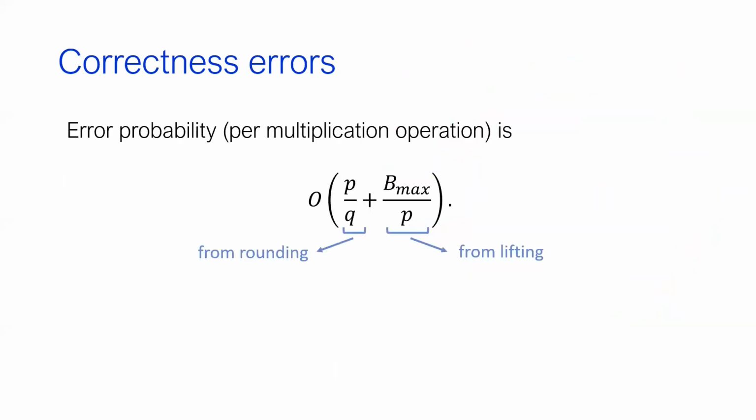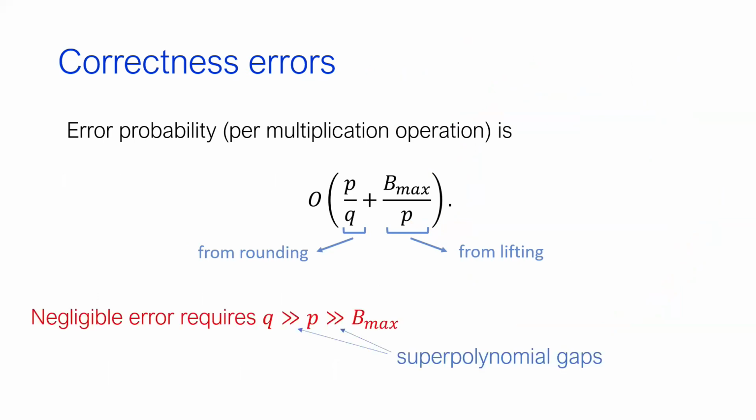And a similar type of correctness error can happen in the lifting operation. So overall, the error probability for each multiplication operation is going to be of the order of P over Q, which comes from rounding, plus B max over P, which comes from lifting, where B max is a bound on the values that the program can take.